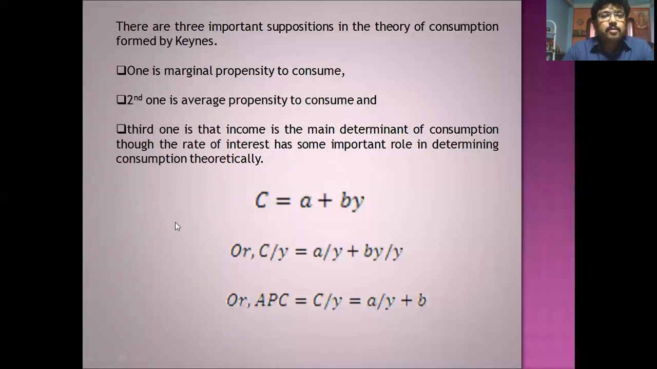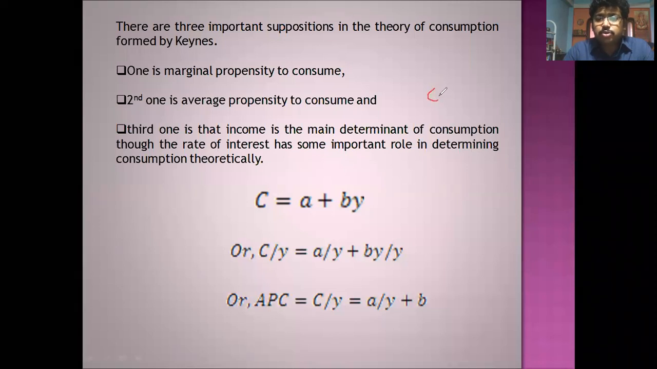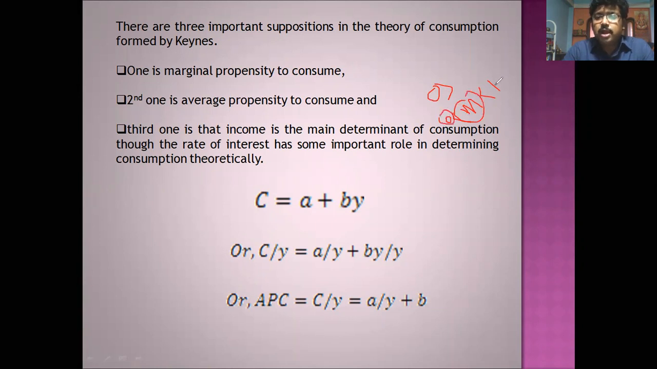Look, there are three important suppositions in the theory of consumption that was formed by Keynes. One is the marginal propensity to consume, which lies between 0 and 1. The MPC is greater than 0 and less than 1. It means the marginal propensity to consume is greater than 0 and less than 1.